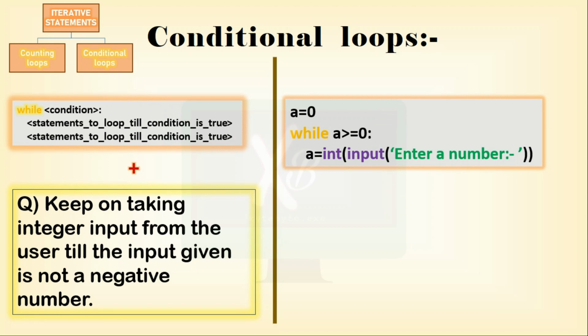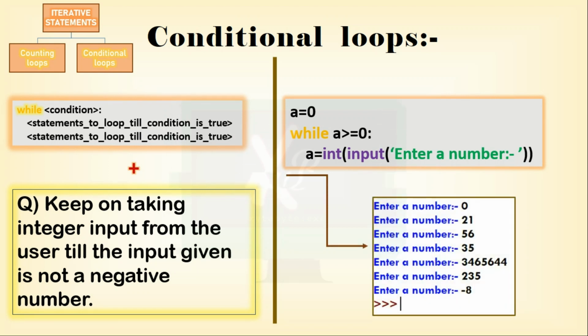This in turn is going to give me an output something like this. You see, it asked me to enter a number, I put 0, and it kept on asking: 21, 56, 34, then a very long number, and 235. Then I wrote a negative number, -8, and then it breaks off. First I input 0, which is acceptable, and it kept on going. Then I entered 5 positive numbers, and it kept on going. But when I entered a negative number, -8, it breaks off, because the condition is false after that, since -8 is not greater than or equal to 0.